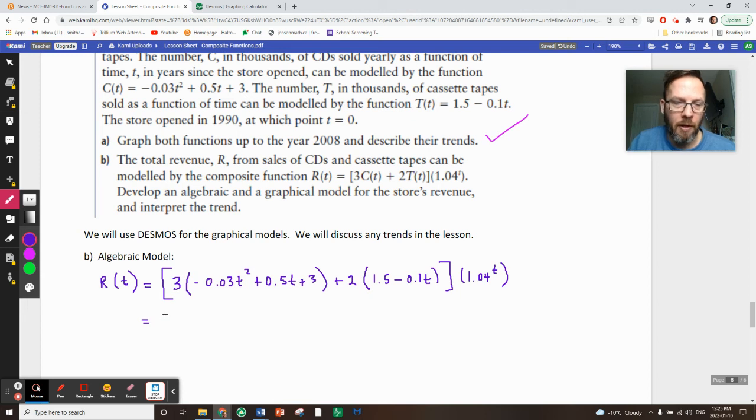Let's just do some simplifying here. I'll take my time and just distribute the 3 into the first bracket: negative 0.09t squared plus 1.5t plus 9. Distribute the 2 into the next bracket. That's plus 3 minus 0.2 times t. Of course, everything multiplied by 1.04 to the power of t. I might just illustrate what I did there.